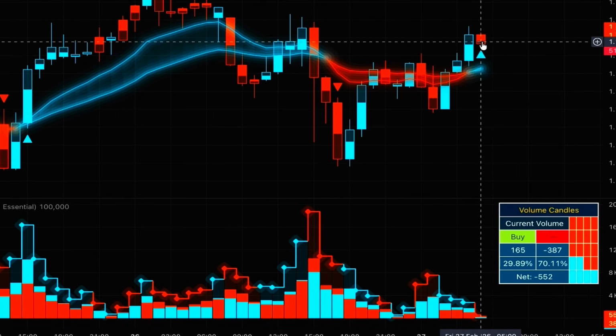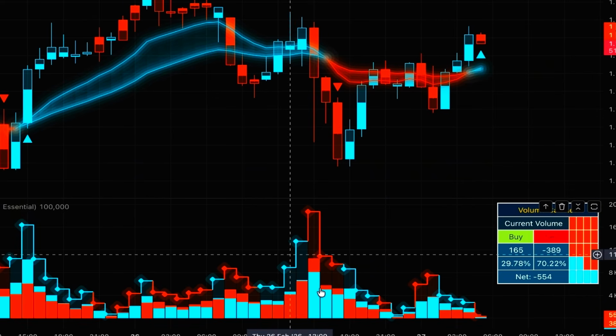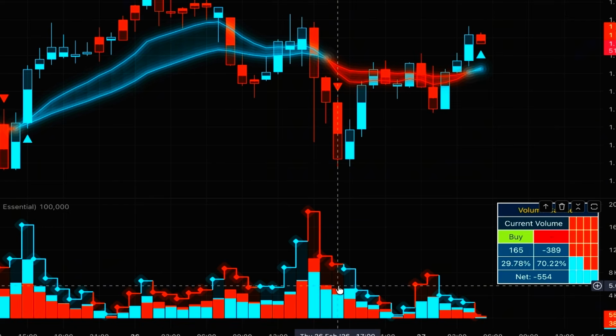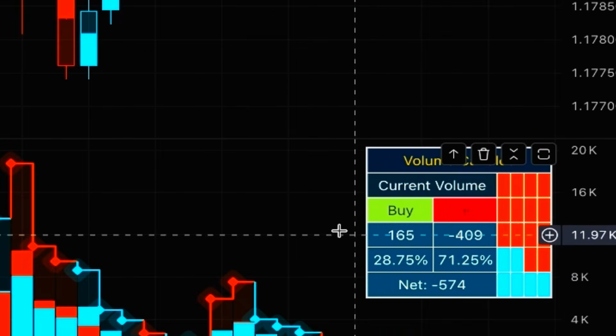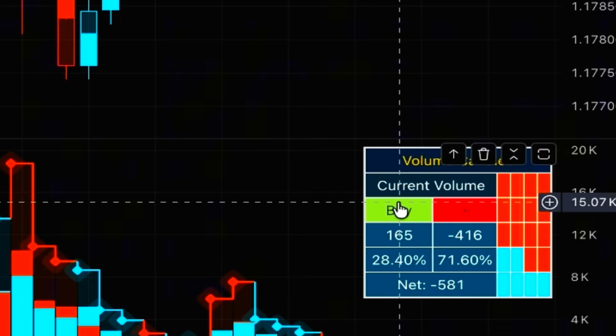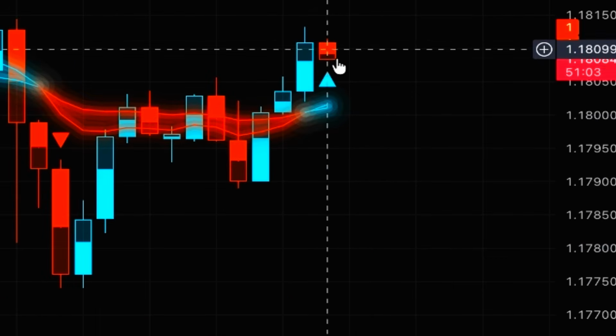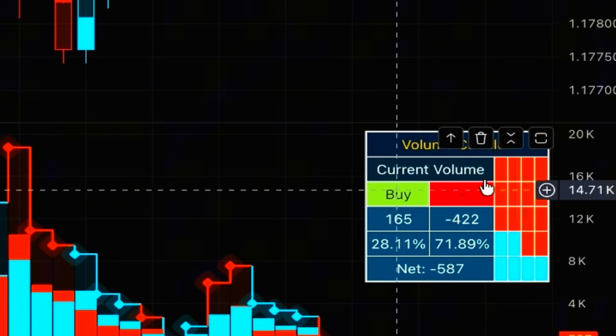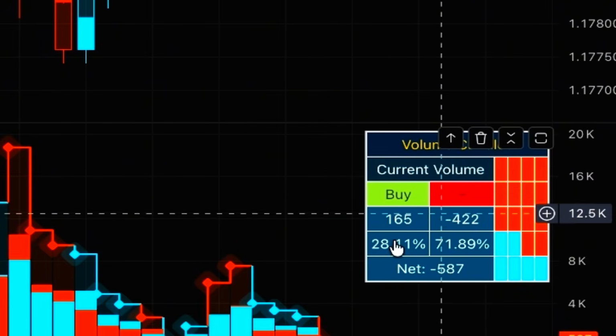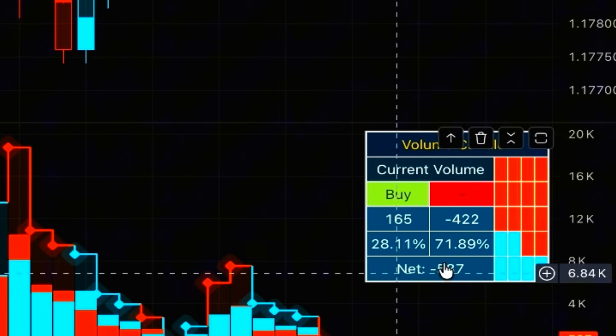Unlike the other two indicators that show the total amount of traded volume in each time period, this indicator has the ability to also show buying and selling volume separately in each time period. Here in this table, it shows information for the current candle that is forming. You can see that we have buying and selling volume separately, their percentages, and net amount of volume here.